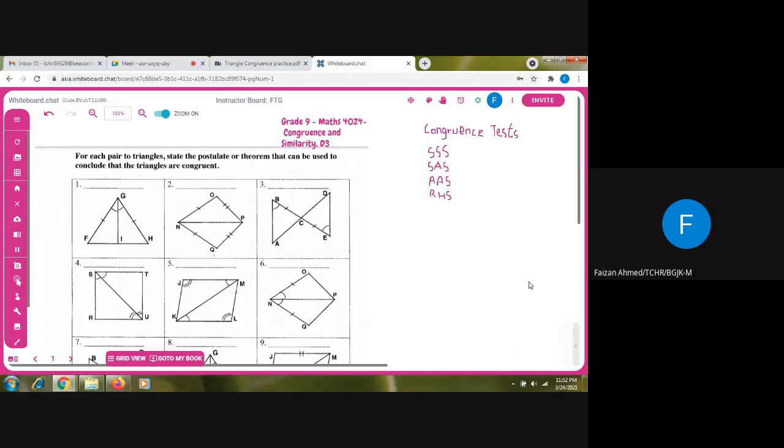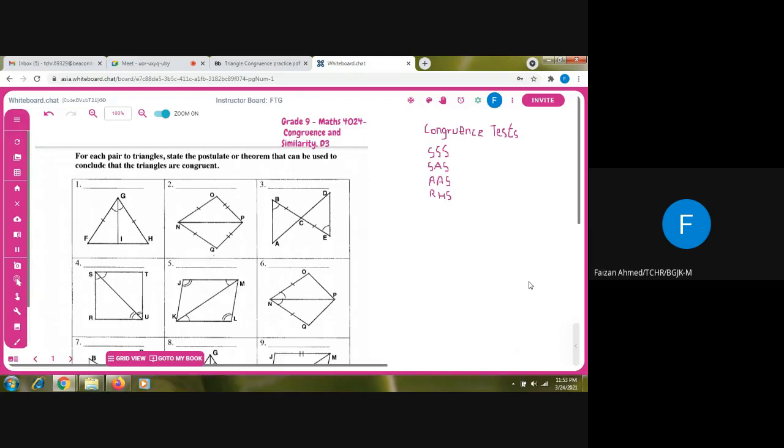Mathematics 4024, Congruence and Similarity. We are doing this from D3, your mathematics book. It is chapter number 11 of D3. If you want to cover the basics of congruence and similarity, you can also do it with D2. There is a chapter in book D2 as well, which covers the basics of congruence and similarity.